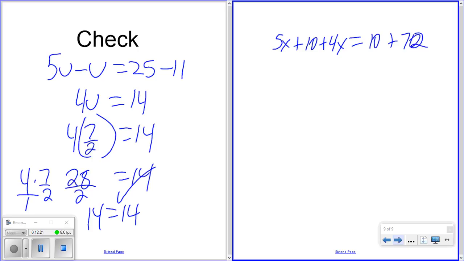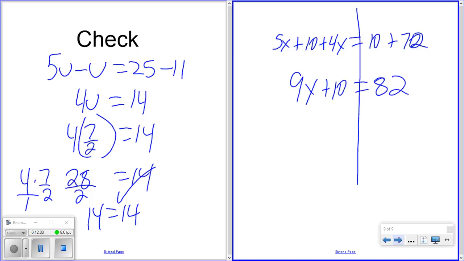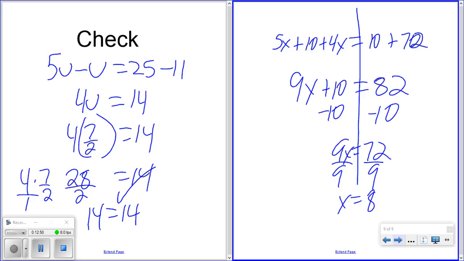So what you're going to do is combine all the like terms on one side. So you're going to have 5x plus 4x equals 9x plus 10. And then over here, we're going to have 10 plus 72, so that's going to be 82. Right? Now you have 9x plus 10 equals 82. Now you're in a two-step equation. You got to move this 10 first. And then that's going to be 9x equals 72. And then you divide each side by 9. And x is equal to 8. I'm not going to check that, but I just wanted to show you how you would solve that type of problem.